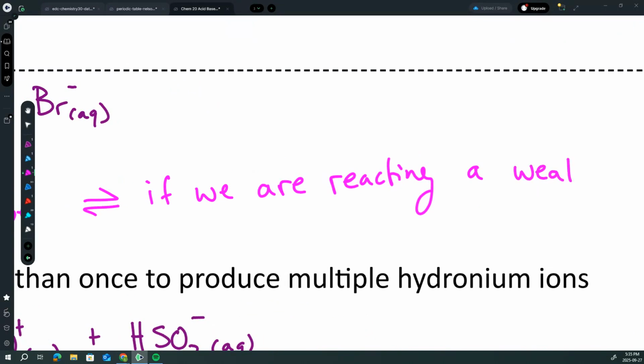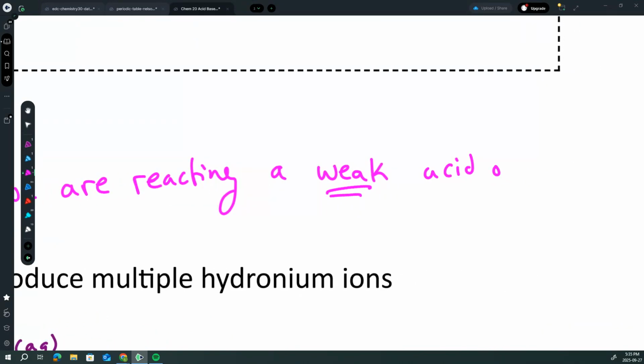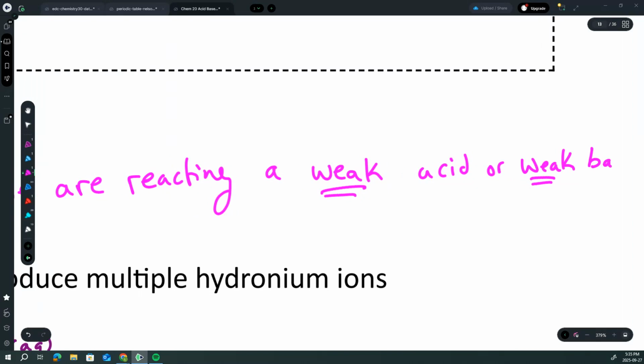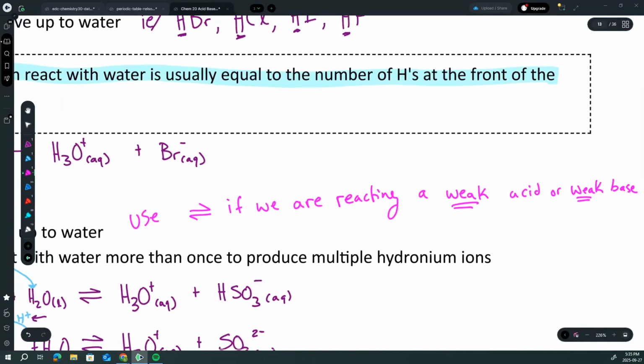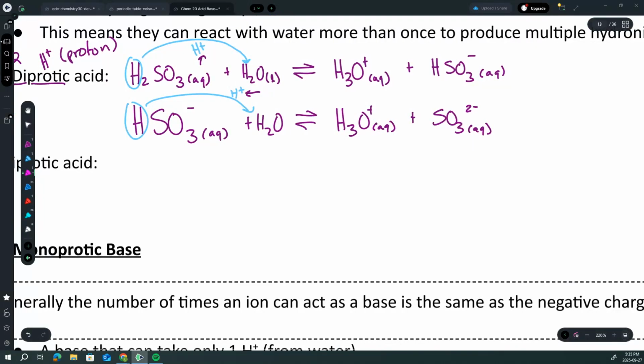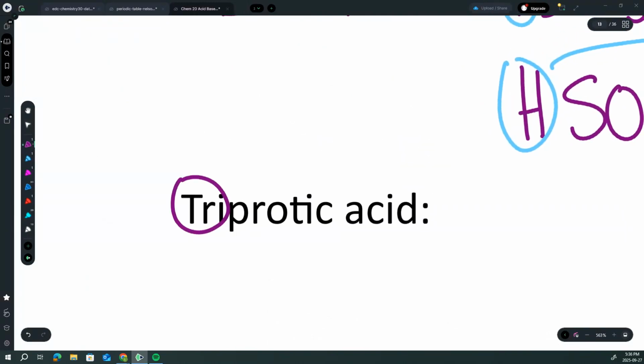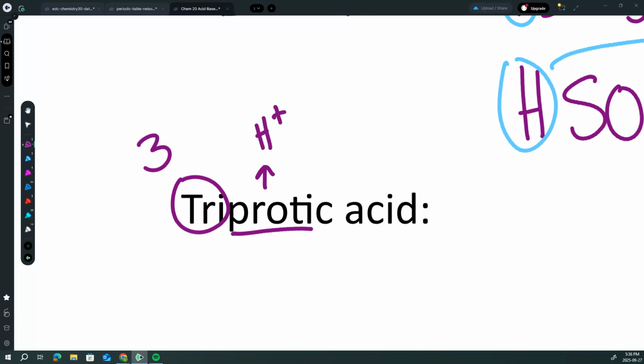A weak acid or weak base. So that's going to be really important there. Okay, triprotic acid, breaking this down, that means we got 3 protic protons, so we got 3 H+ ions to give away.